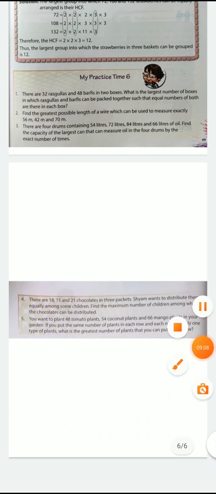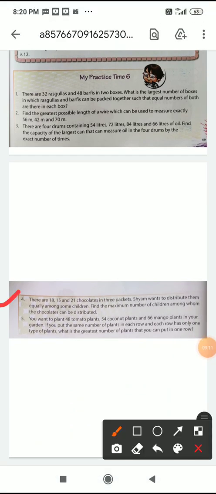Then number 4, you see, there are 18, 15 and 21 chocolates in 3 packets. Sam wants to distribute them equally among some children. Find the maximum number of children among whom the chocolates can be distributed. So here, children, maximum number. So what do we have to do? We have to do HCF. We find out the HCF, then we get the answer.